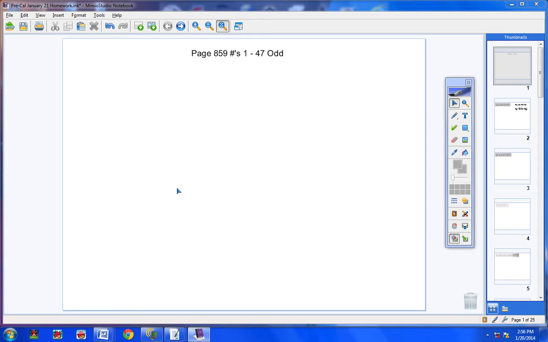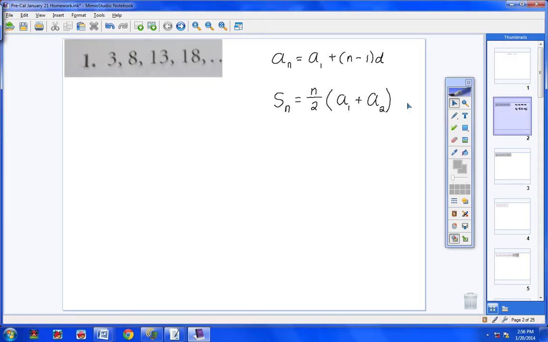Numbers 1 through 7, the odds, and the directions read as follows. Find the first term and the common difference. So just ignore these formulas right here. I just have those there so at any time I can cut and paste those and use those throughout the assignment. First of all, the directions say find the first term, and obviously the first term, a subscript 1, is 3. Right here.